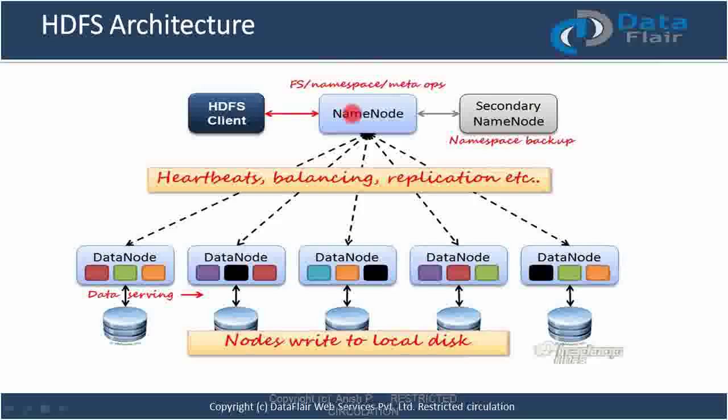We can't really imagine that. So the answer is no. My data is not going to flow via the name node. What happens when a client needs to write or read something? He needs to interact with the name node about the metadata. Name node will give the information back. Whatever information the client wants, he can get from the name node. Client will directly go to data nodes and write or read the data from there.